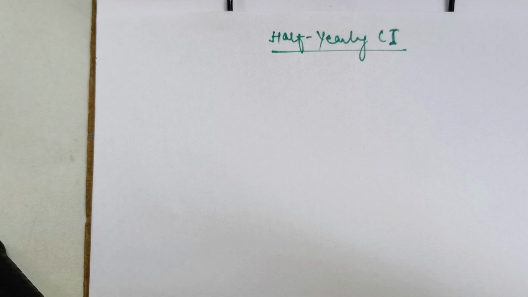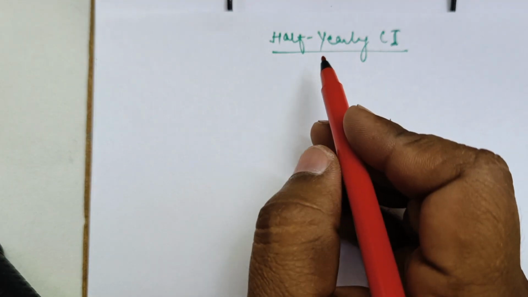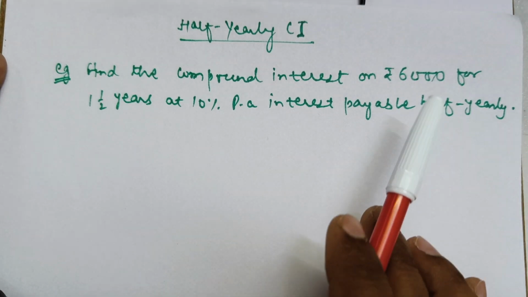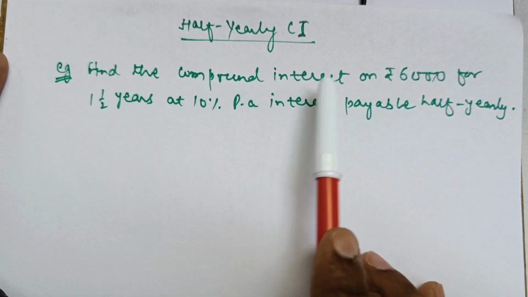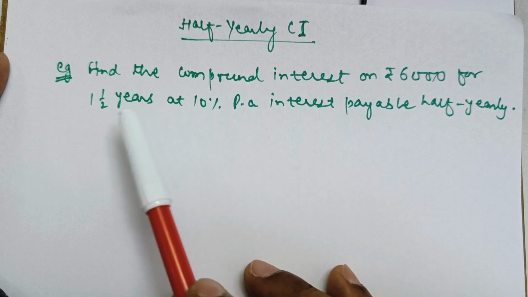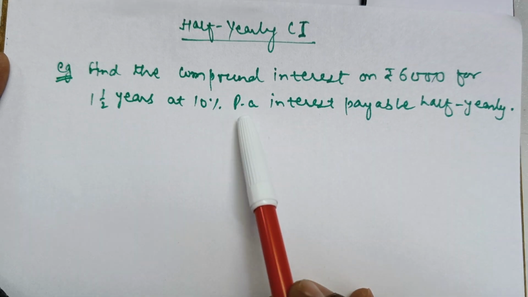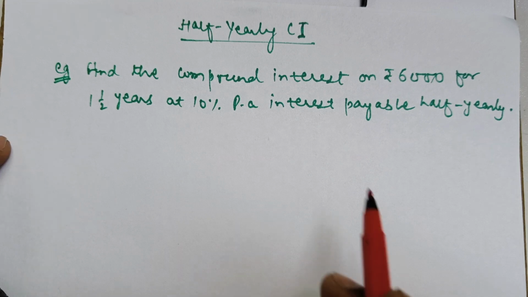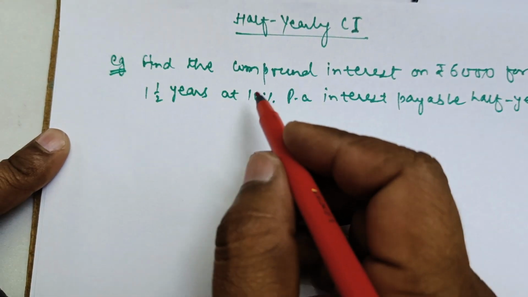In this video, we'll learn how to find the compound interest if the interest is payable half yearly. For this, let's take an example. Find the compound interest on rupees 6,000 for 1.5 years at 10% per annum, interest payable half yearly. So what is the difference between paying half yearly and paying per annum?